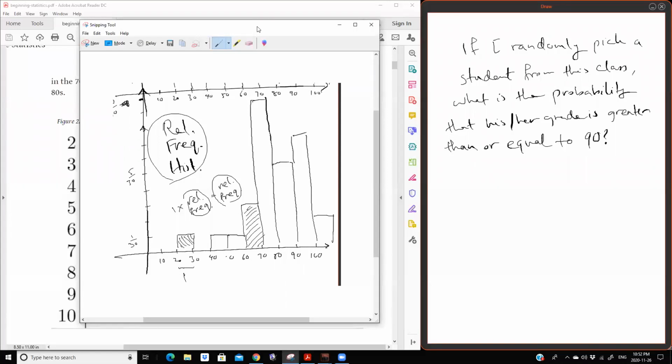The answer to this question is going to be whatever the area of, I'm going to use a red, it's going to be the area of these two bars, because these two bars represent the grades over 90 or more. If I calculate the area of these two bars, I get the answer.